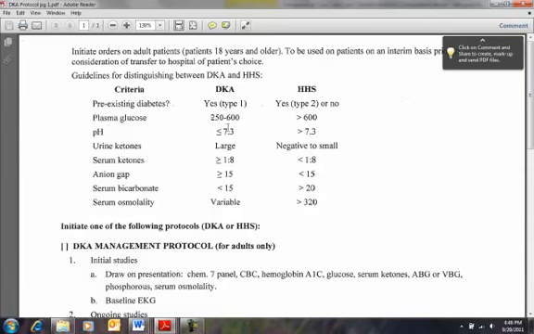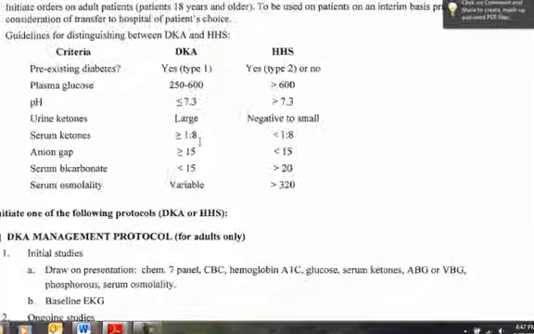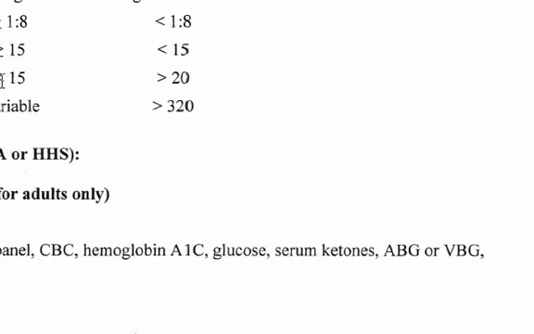What is their pH level? And as we said with DKA, it's going to be very low because of the acidosis. With HHS, it's going to be back in normal range. Large amount of ketones with DKA, maybe a few in HHS, but not significant enough to cause acidosis. And the bicarb, because so much bicarb is being tied up to try to counteract those acid levels, their bicarb is low. And as we said with HHS, because of the concentration that's occurring in the bloodstream because of the mass amounts of blood sugar, their serum osmolality becomes high.